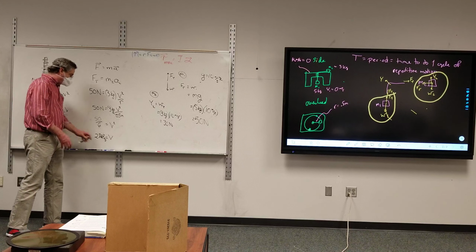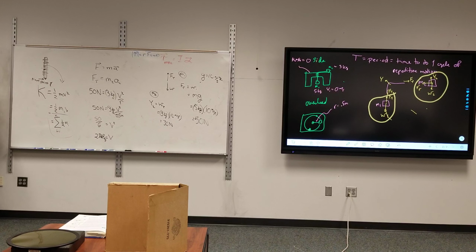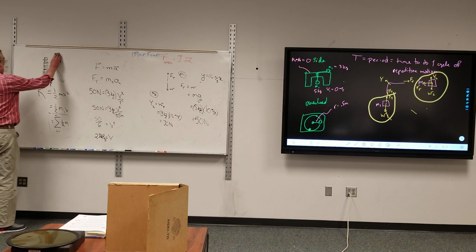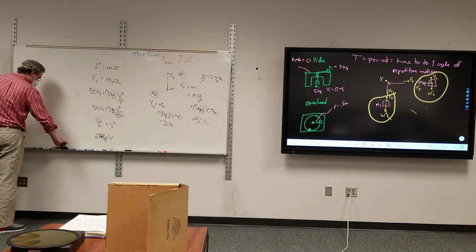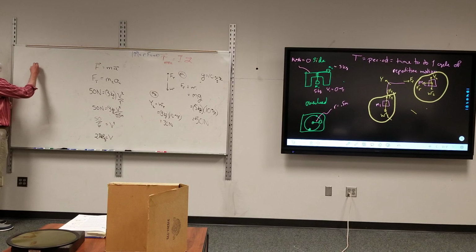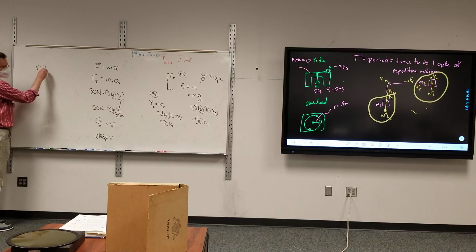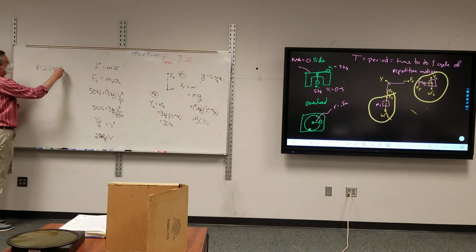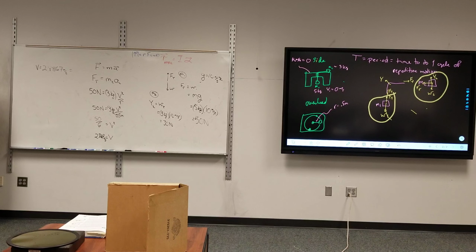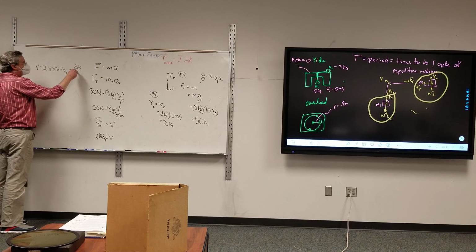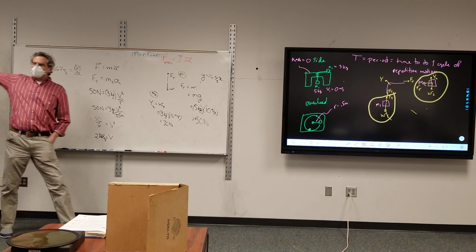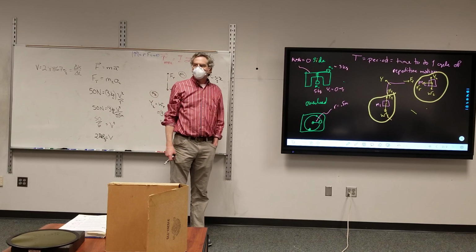All right. Other questions at this point? Because we haven't answered the question yet. We found the speed, which is critical to find the period. All right. What's the formula for speed? Distance over time. So if we're talking about this thing going around one circle here, what's the distance it travels? 2 pi r.